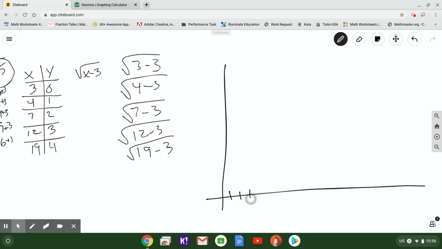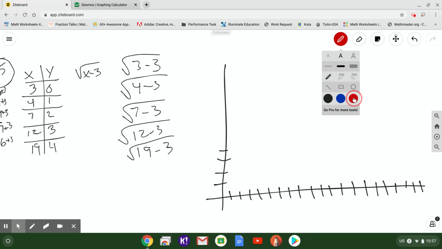Okay. And of course, you're doing this on line paper, so yours will probably look a lot neater than mine. 2, 3, 4. Only went up to 4. So I'm going to go ahead and graph this. I'm going to use blue. Let's see, is this just a circle or a dot? Probably just a circle.